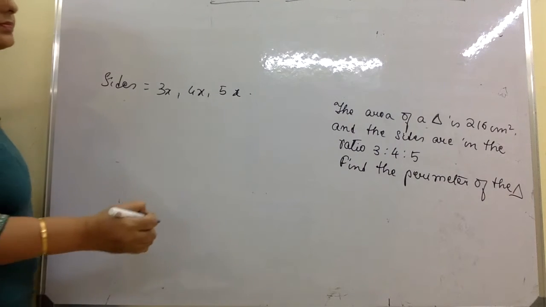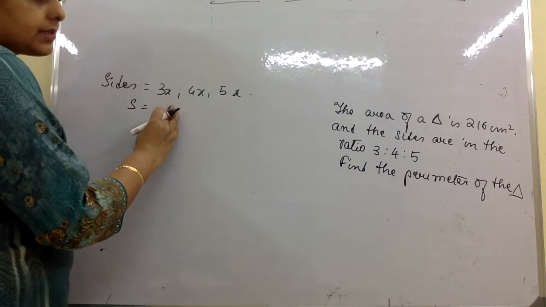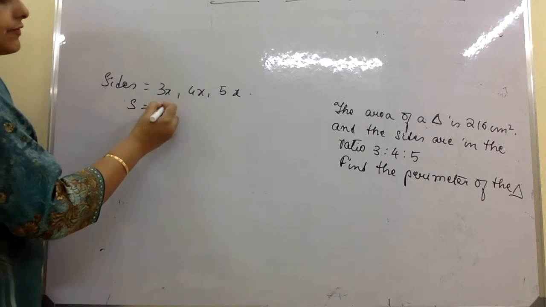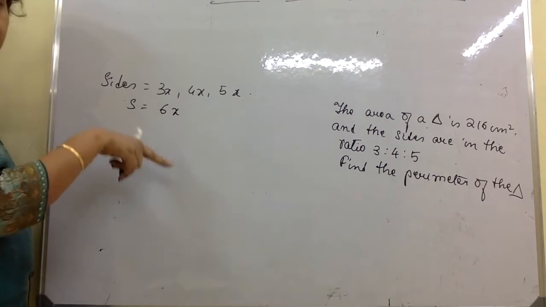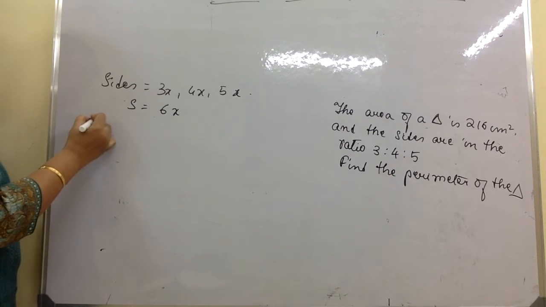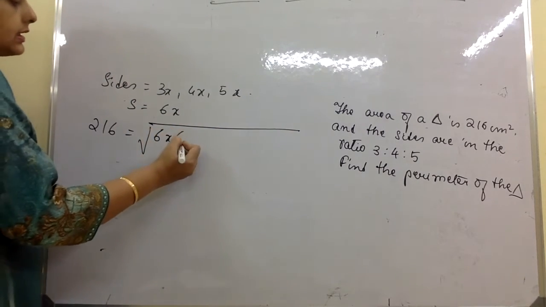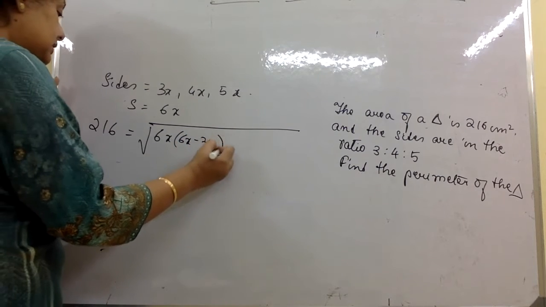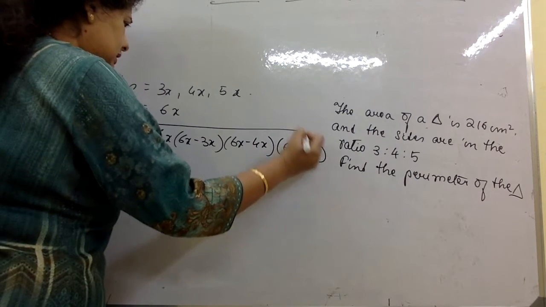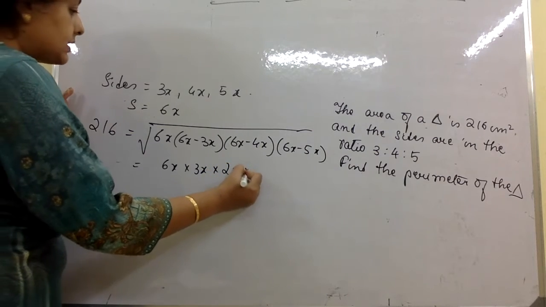Now if I find semi-perimeter, because we are going to use Heron's formula, we are going to get 12x by 2, that is 6x. Now here we are going to find area. Area is given as 216. I am straight away applying the formula: 6x into 6x minus 3x, 6x minus 4x, 6x minus 5x. It's not that difficult as it looks like. This is 6x into 3x into 2x into x.